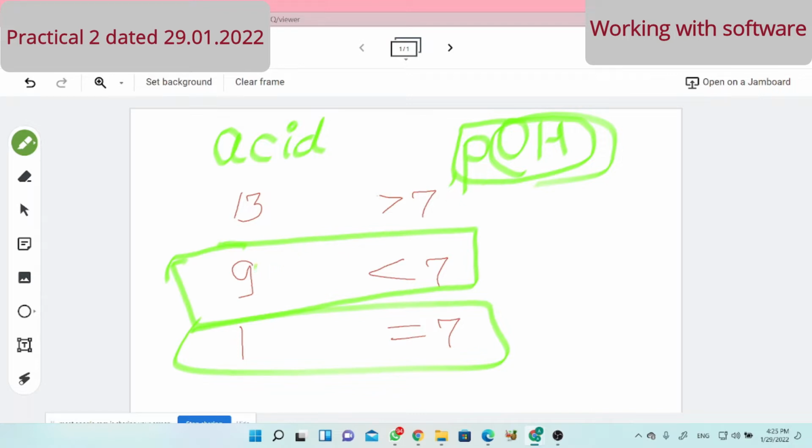But here about 9 students are saying that pOH for an acidic solution is 7. It doesn't mean they did not know the concept. They knew the concept. Despite knowing the concept, they failed because they don't know how to apply the concept. Why don't they know how to apply the concept? Never did they attempt, never did they try to do that.